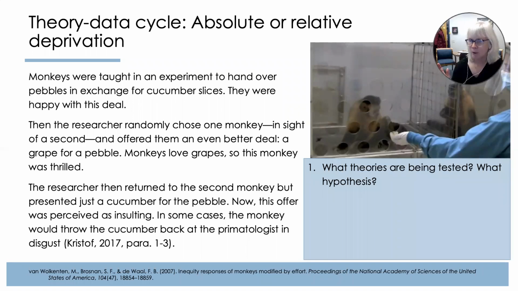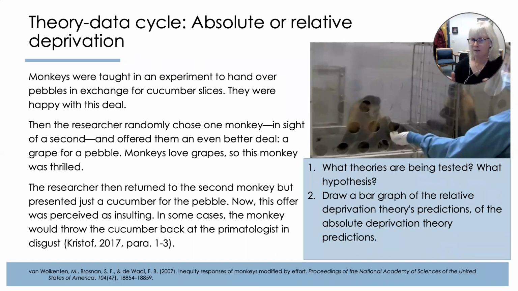Now, as you're going through here, you're going to want to say, so what theories are being tested? And what's your hypothesis? And then draw a bar graph of the relative deprivation predictions and of the absolute deprivation theory predictions. And think about what theory is supported. Now, in doing so, you're going to get a much better understanding of the theory data cycle, and also a better understanding of science.